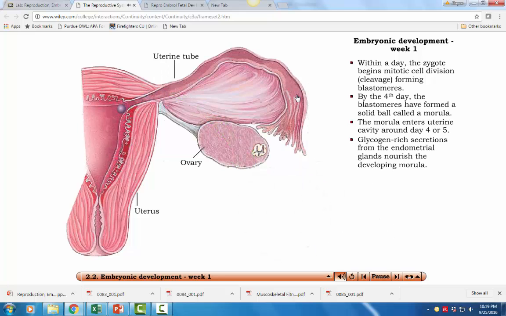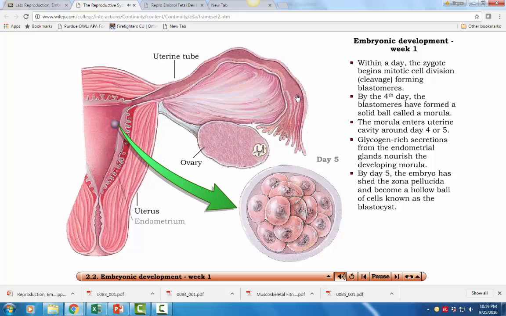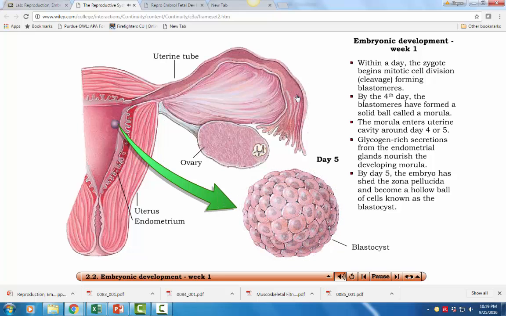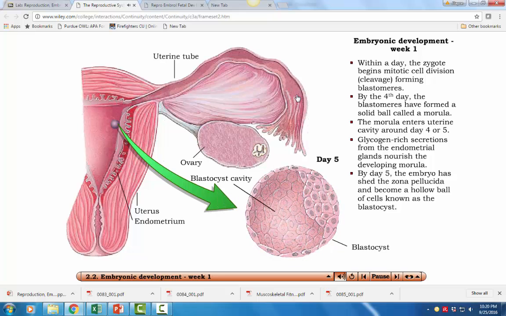By day 4 or 5, the morula enters the uterine cavity. Here, glycogen-rich secretions from the endometrial glands nourish the developing morula. The blastomeres in the morula are stimulated to rearrange themselves and form a fluid-filled hollow ball of cells known as the blastocyst.